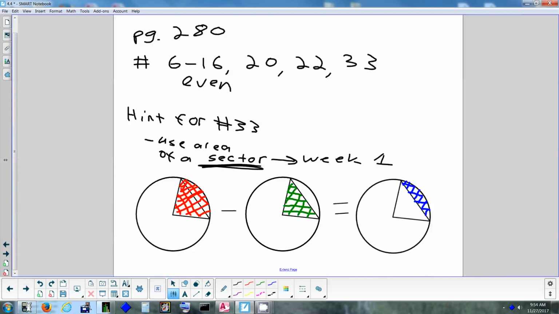I gave you a hint on number 33, because at number 33, they want the area of this blue section. Well, the only way to find that is to find the area of the red section, which goes all the way back to what we did in week 1. There's a formula for it. So look up the formula for area of a sector. And then if you can find the red section and subtract the green section, you'll be left with just the blue section. So the green one you should be able to do from the formula for today. The red one, you're going to have to look back first week of class to get the formula.